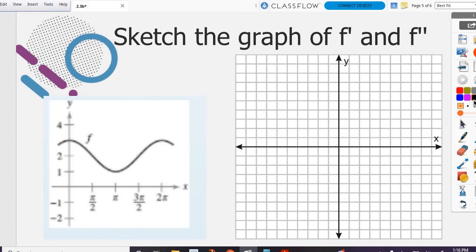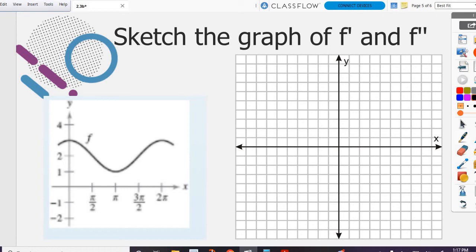They want us to graph two things: our F prime and our F double prime, which means our second derivative. Now again, remind me, what is a derivative? It's the slope of the tangent line. Okay, so let's just start by graphing our F prime.